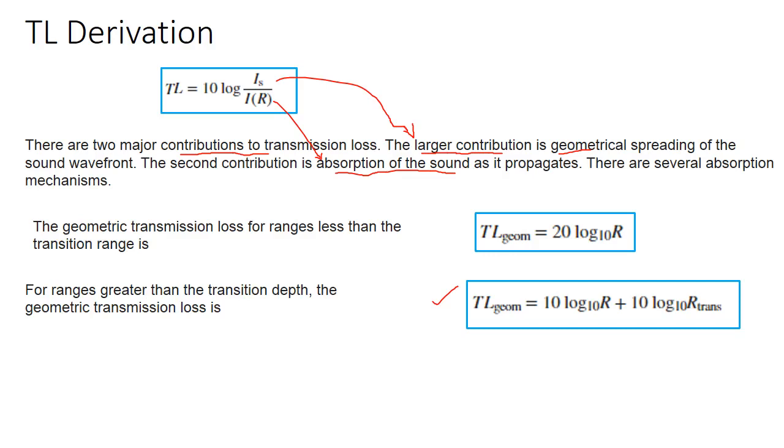The geometrical loss for ranges less than the transition range is given by TL geometric loss equal to 20 log base 10 R. For ranges greater than the transition range, the geometric loss is given by 10 log base 10 R plus 10 log base 10 R transition.